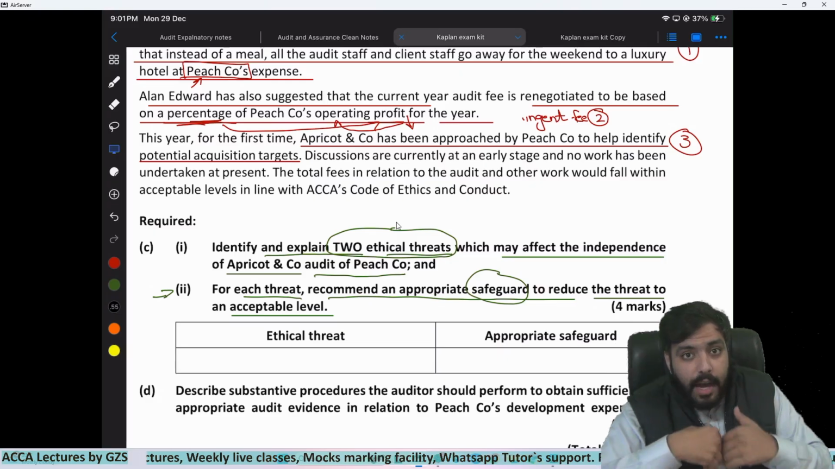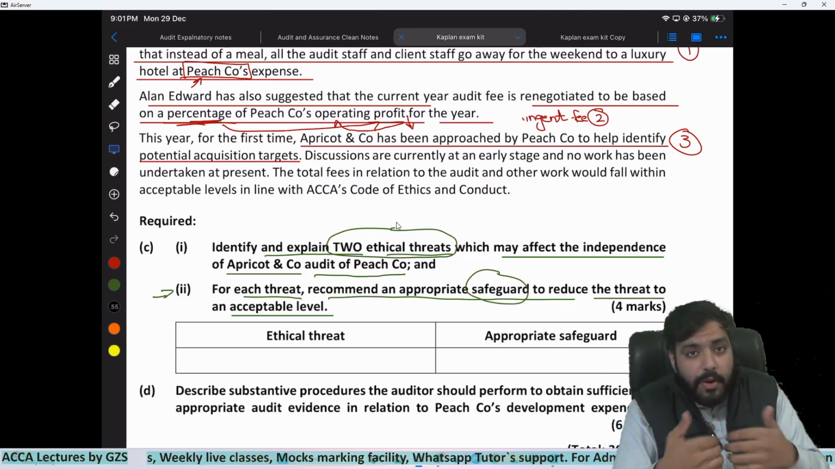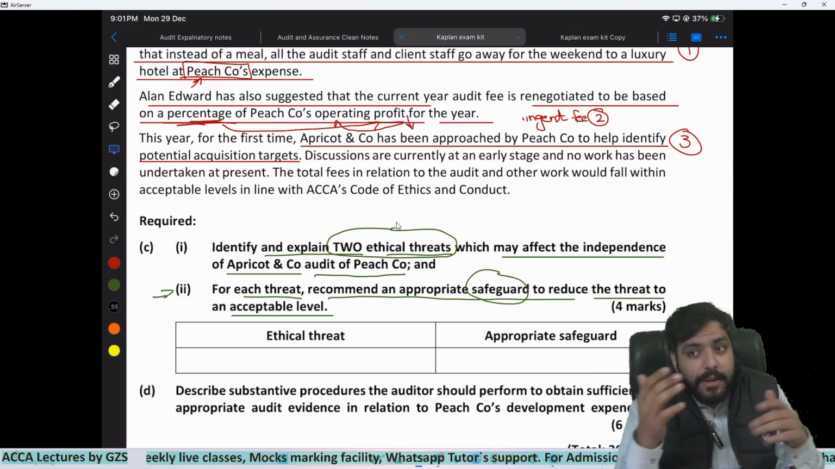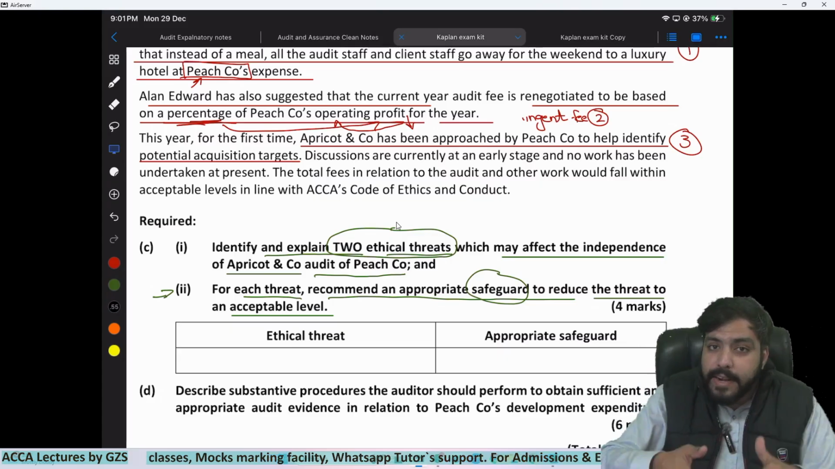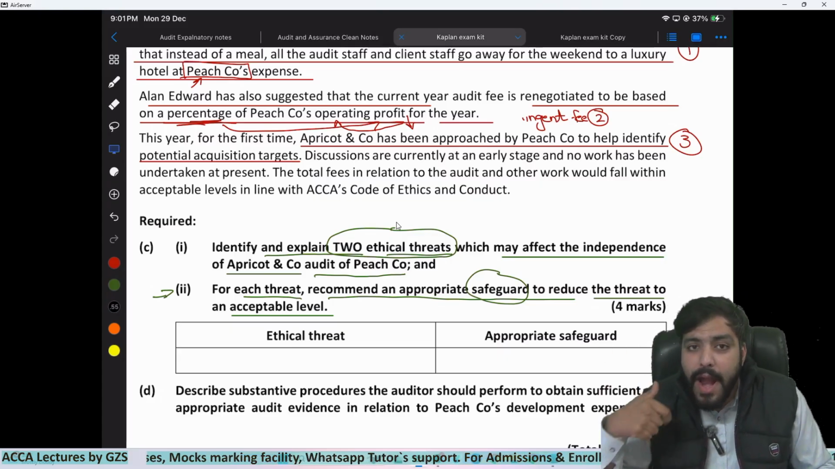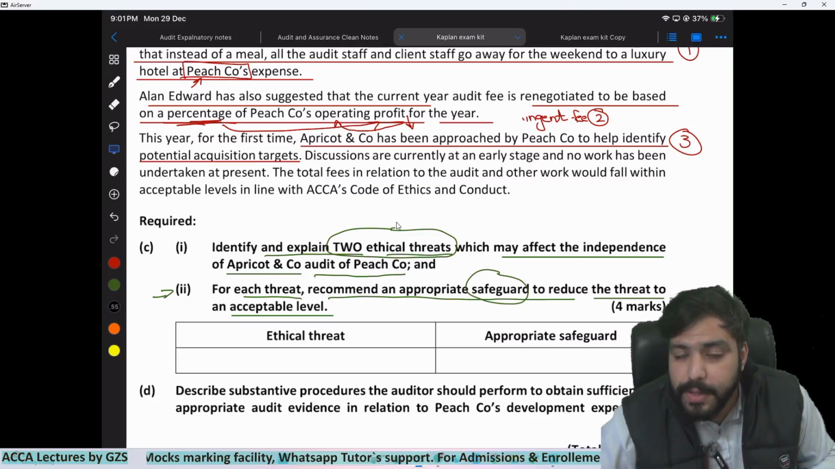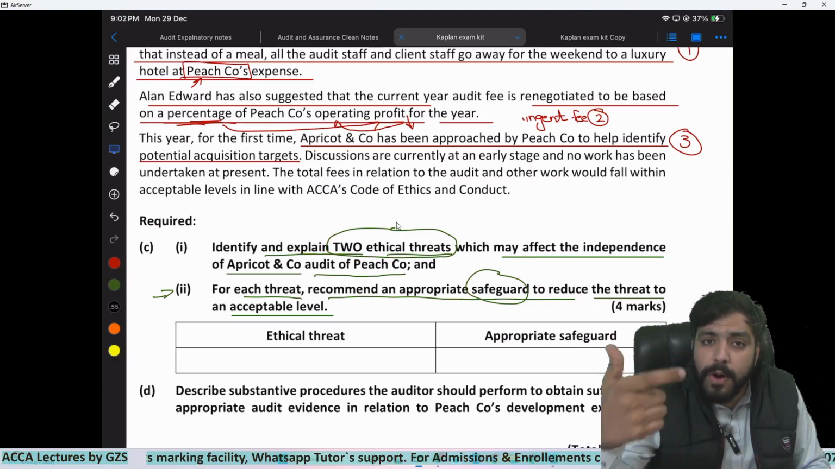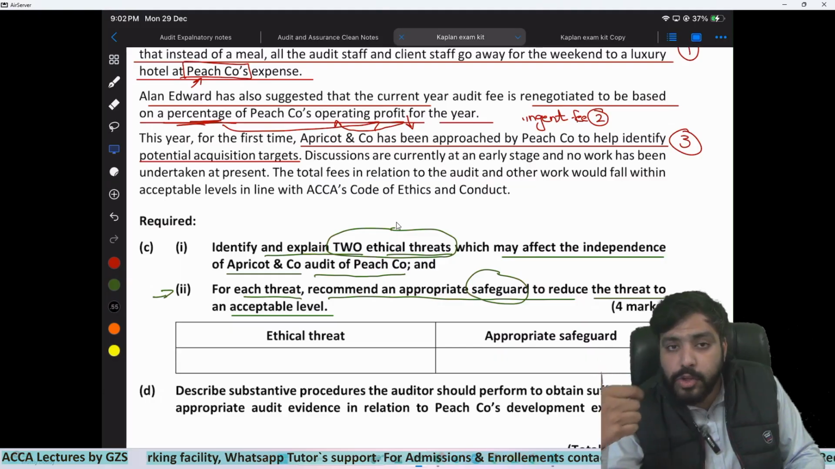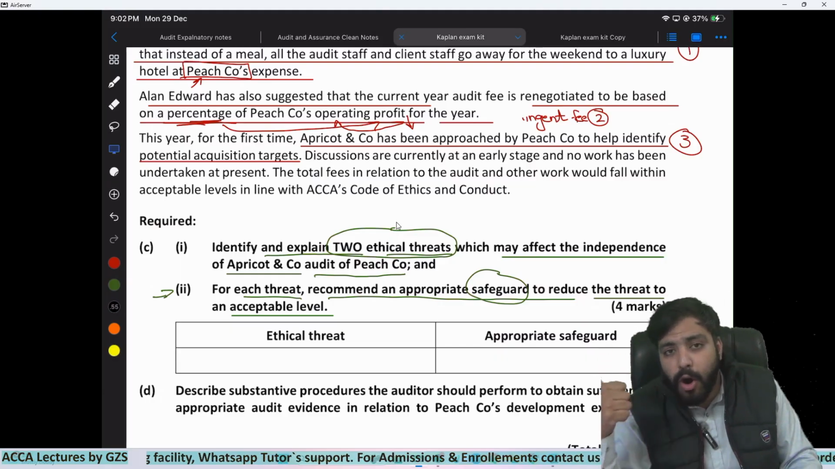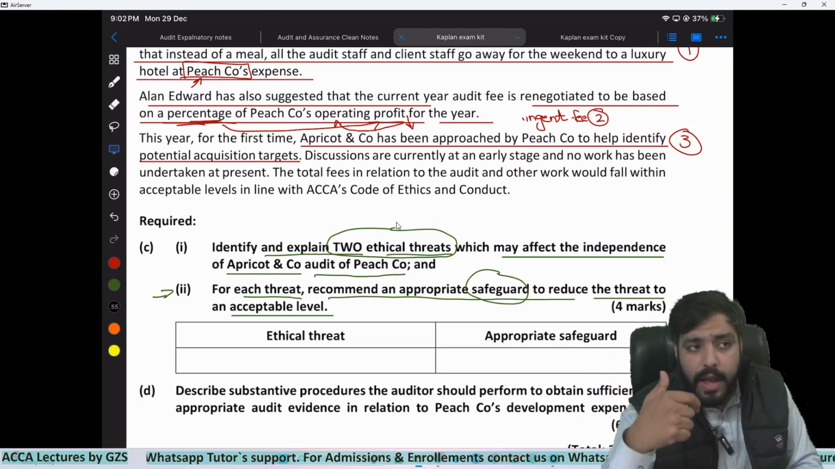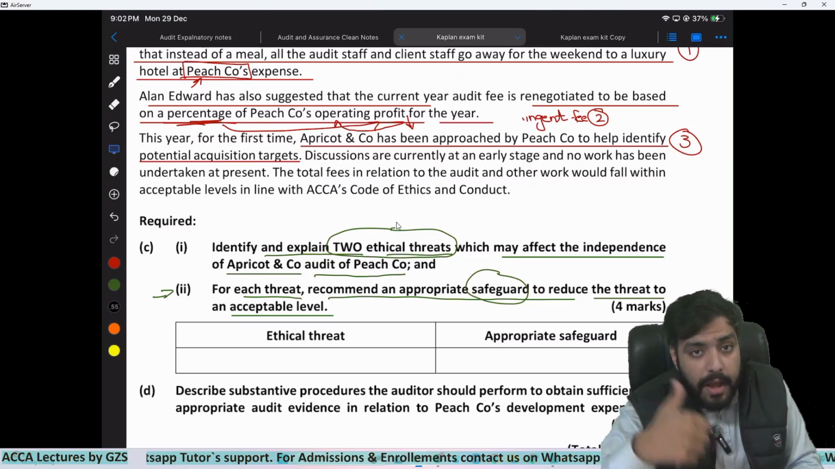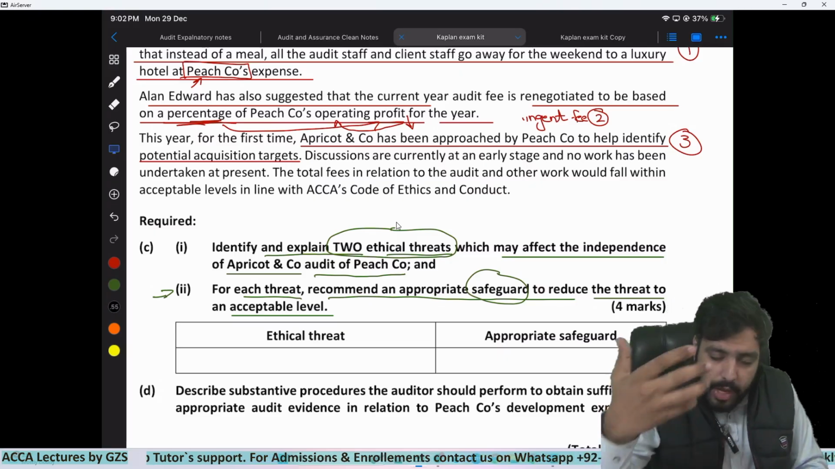Because of this, the safeguard that we are going to recommend will be a bit different. You can provide this service, but make sure you use a separate team that is not part of the audit team. And before the audit opinion is given, someone who is not part of the audit team and the service provided should review either the service or the audit that is being done. A pre-issuance review should be given on the audit, and this would be our recommendation. If you can use separate teams, you can provide this service.